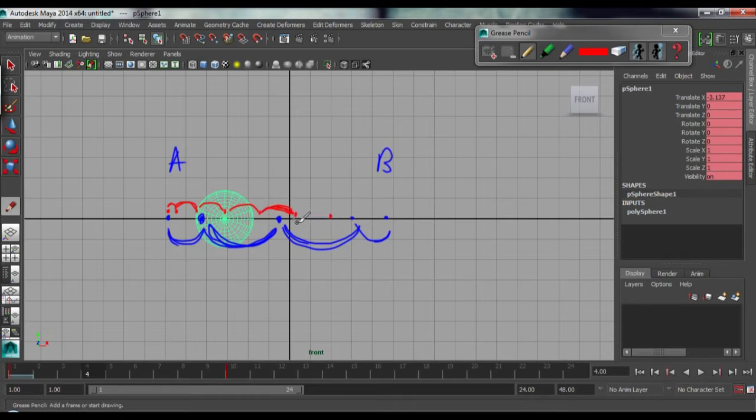So this is the relation of timing and spacing. As you make the timing bigger, your spacing will go closer and closer. They will overlap with each other. Look, those objects are overlapping with each other.